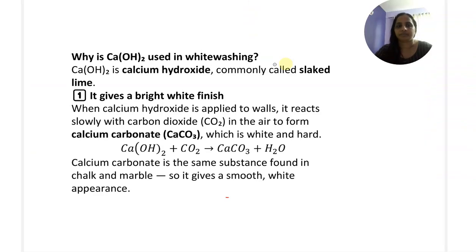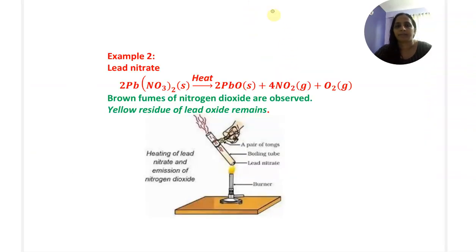Another example is heating of lead nitrate. If you heat lead nitrate, you will get brown fumes. Those fumes are due to the formation of nitrogen dioxide. Lead oxide and oxygen are also formed there. So this is also an example of a thermal decomposition reaction.